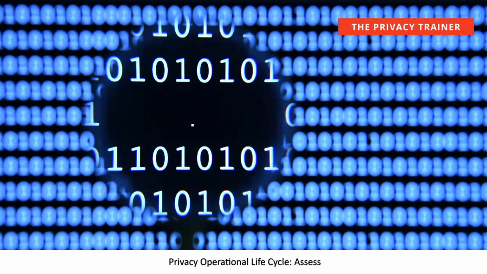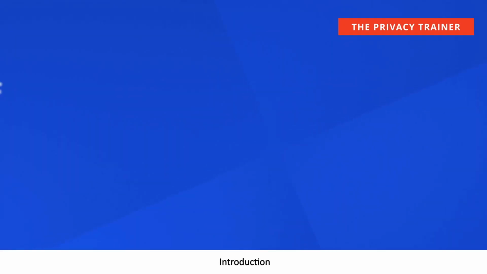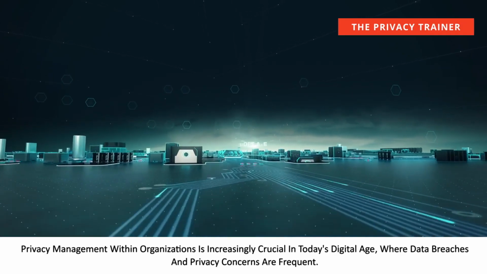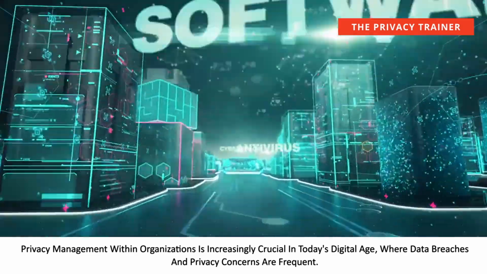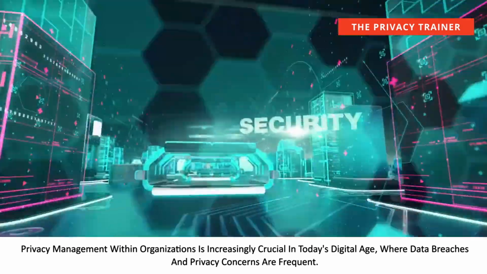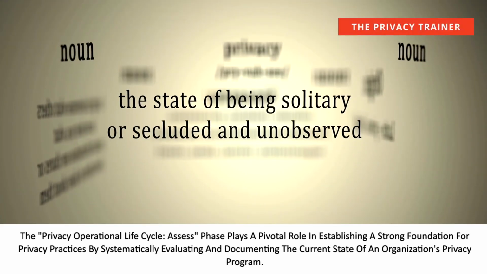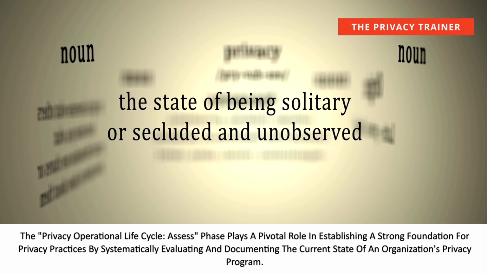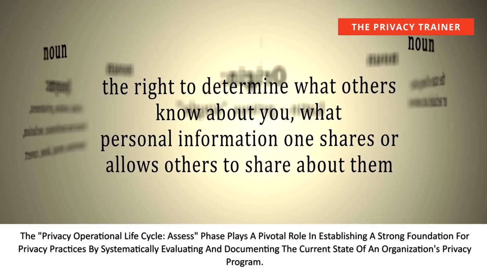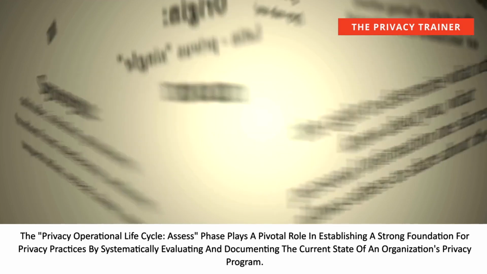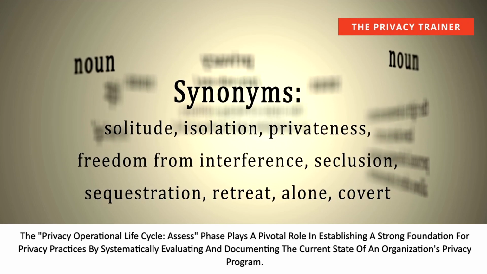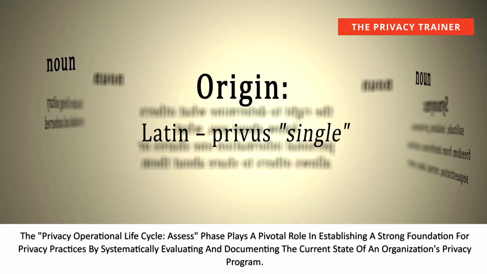Privacy Operational Lifecycle. Assess. Introduction. Privacy management within organizations is increasingly crucial in today's digital age, where data breaches and privacy concerns are frequent. The Privacy Operational Lifecycle (assess) phase plays a pivotal role in establishing a strong foundation for privacy practices by systematically evaluating and documenting the current state of an organization's privacy program.